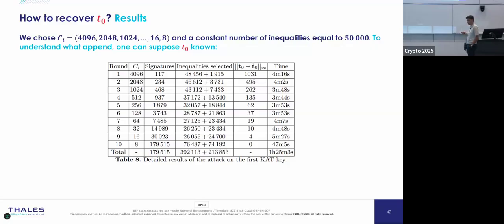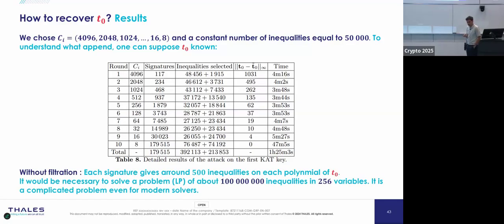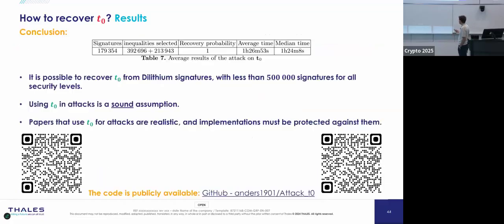Finally, it is important to say that our filtration technique is very important, because without this filtration, since each signature gives around 500 inequalities on each polynomial of T0, it would be necessary to solve an LP problem of around 100 million inequalities in 256 variables. And this is a complicated problem even for modern solvers.